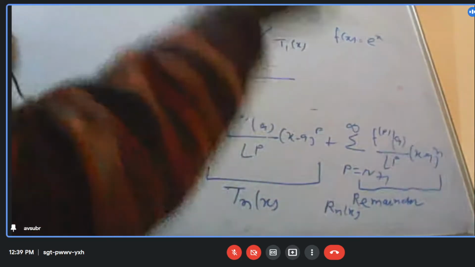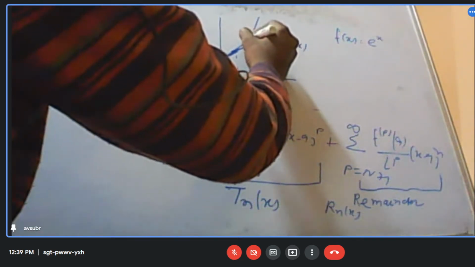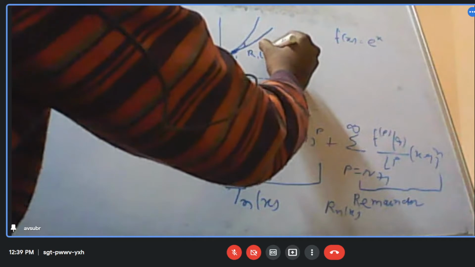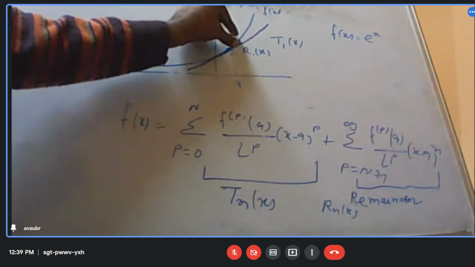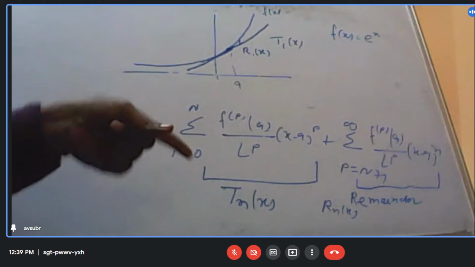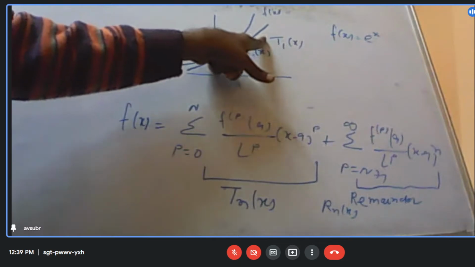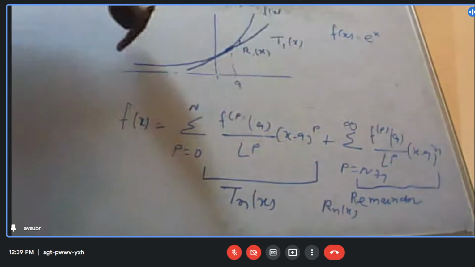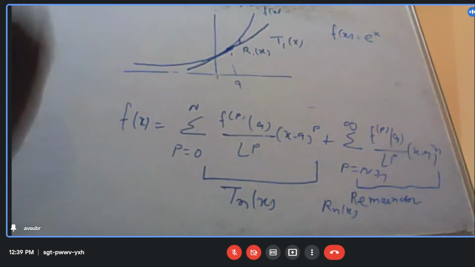So now I look at the difference beyond this point. This is my remainder. This remainder is telling you that this much is the error between the actual function and the approximate function. This is the difference between the actual function and this Taylor approximation function. This is what that error is.